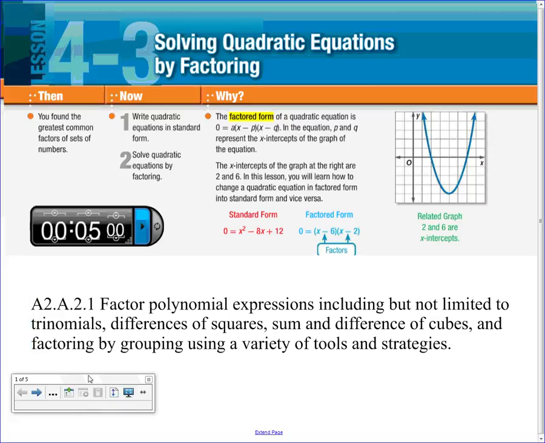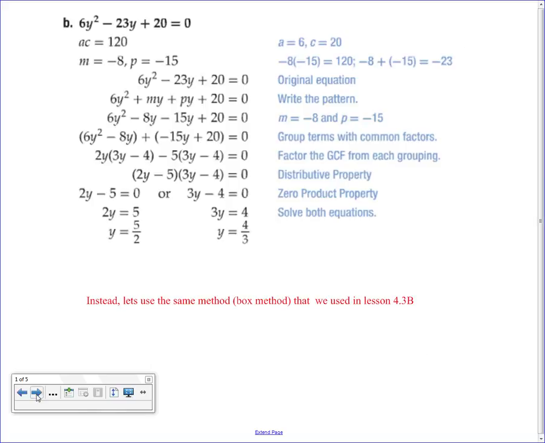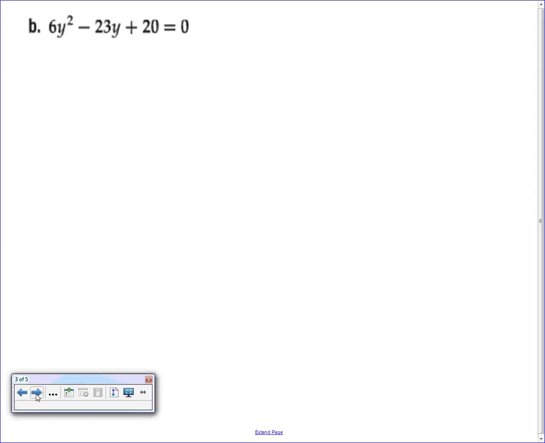Okay, today we are looking at lesson 4.3c, solving quadratic equations by factoring. It's a continuation of 4.3b. We're going to be doing the same thing, the box method. This is the method they teach you in the book. However, I like to use the box method instead.